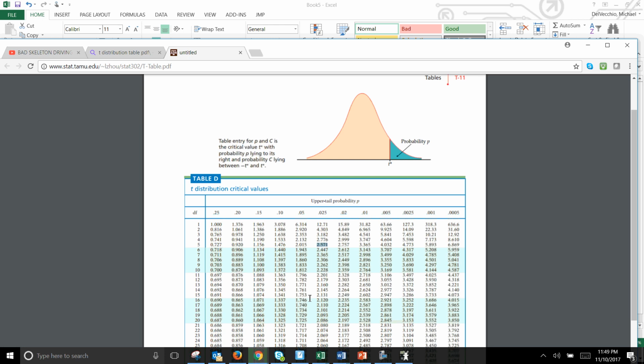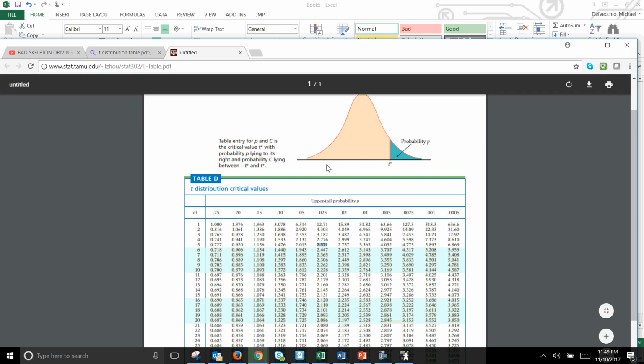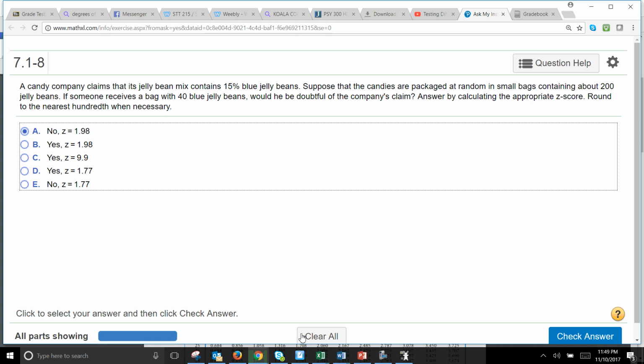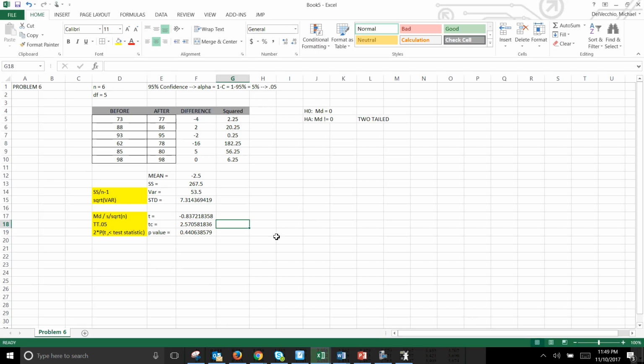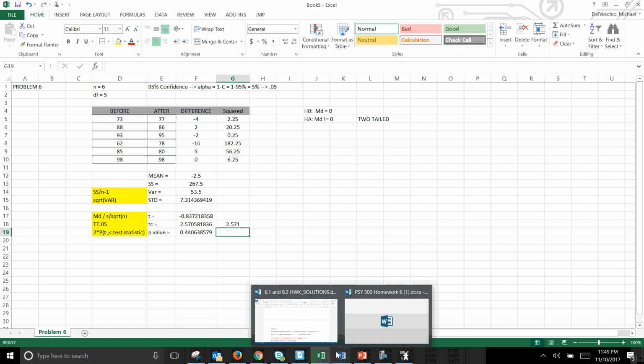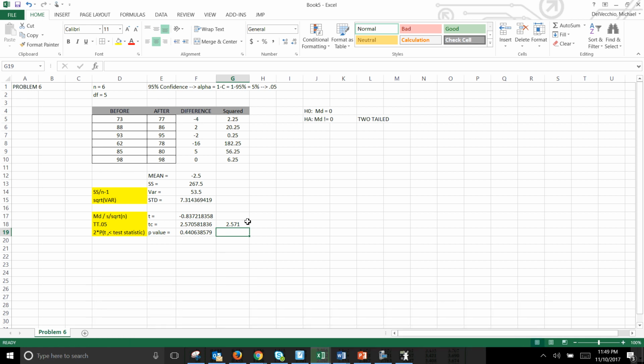Okay, so it's 2.571 or negative 2.571 because it's symmetric, so it's both of them. Notice 2.571 is what we would round here if we looked in the table. As far as p-value, you could look at the table and find out the area to the left of this t-statistic, negative 0.83, then you can just double that.